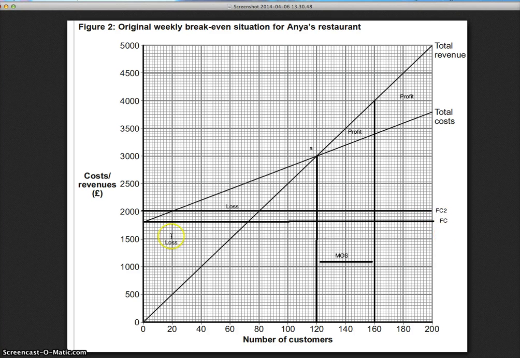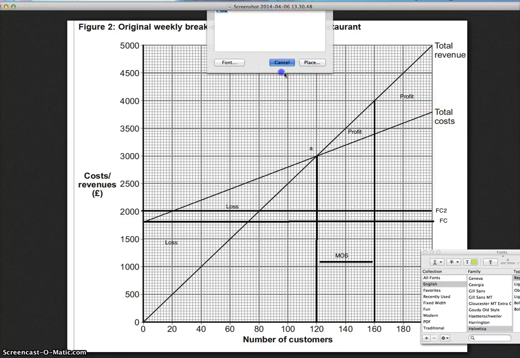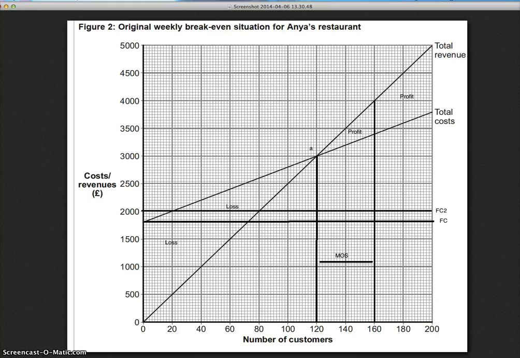Okay, now we've moved up 4 squares here with our fixed costs increasing by 200, and the easiest way to put in your new total cost line is simply to move up 4 squares here, because we also need to move up 4 squares from this point to represent that increase. So 1, 2, 3, 4. So that's your 200, which will put us at that point there.